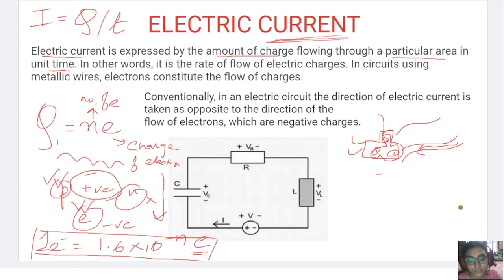So obviously we know that since opposite charges attract, anything negative will always try to flow towards a positive terminal, right? So the flow of electrons, as you can understand, is happening from the negative pole to the positive pole. Let's say that there's a battery, and the battery has a positive pole and a negative pole.